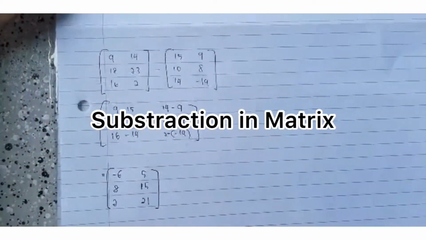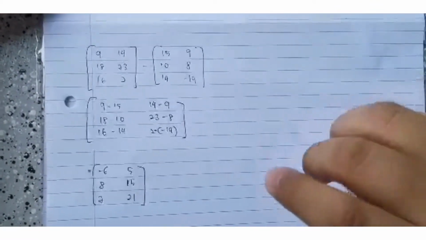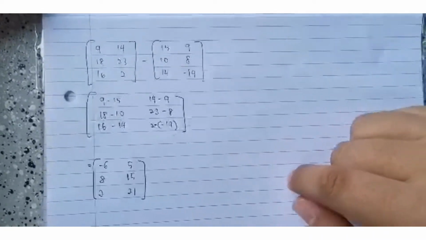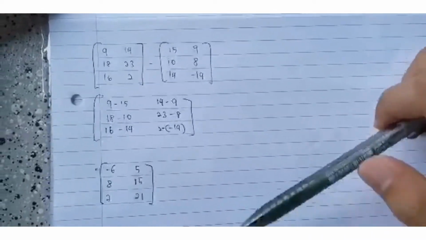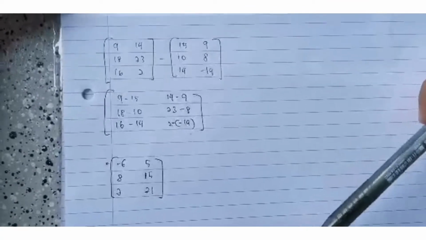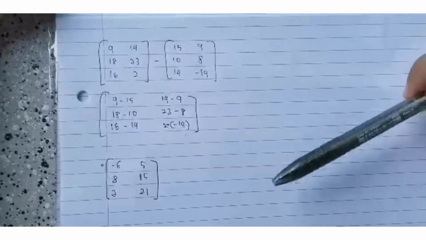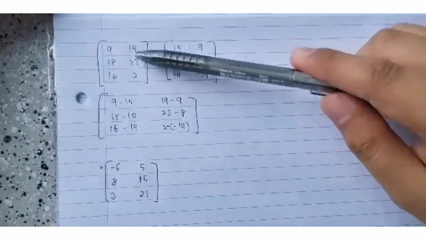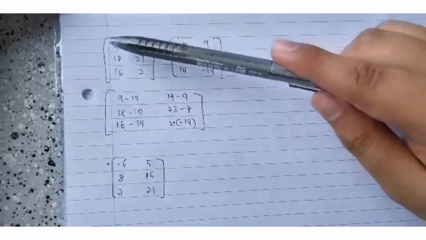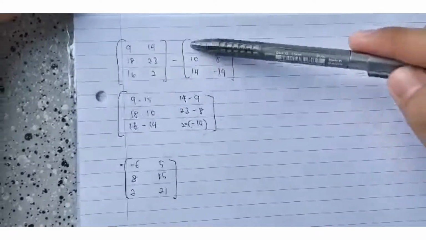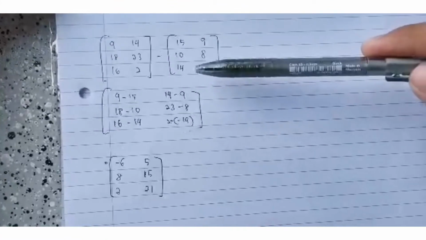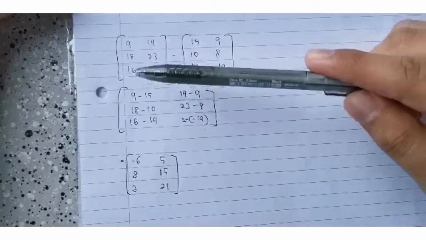Next is the subtraction of matrices. The method is similar to the addition of matrices, but this is a different dimension: this one is 3 by 2 and this one is also 3 by 2. So just use the corresponding entries.